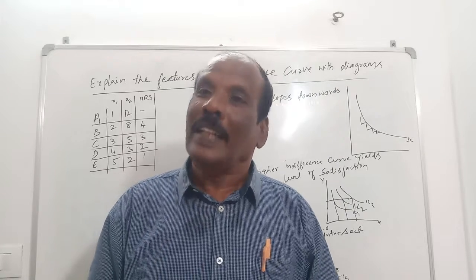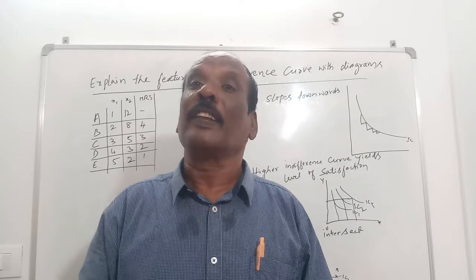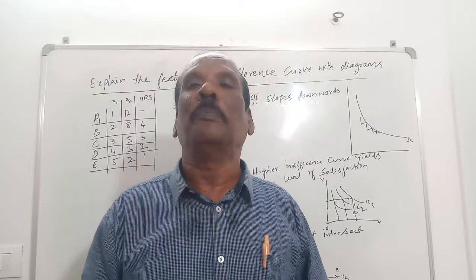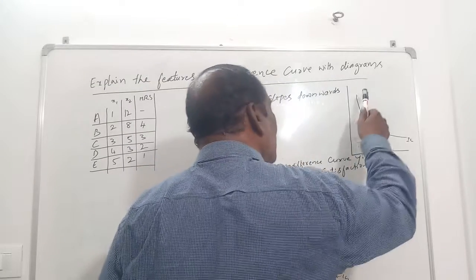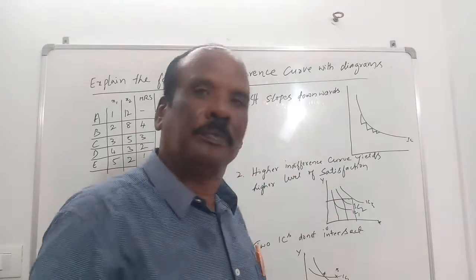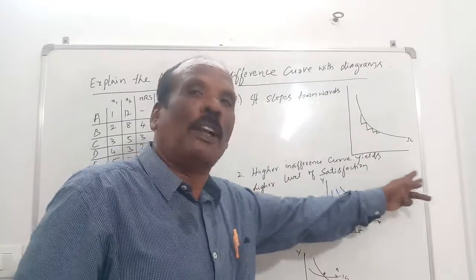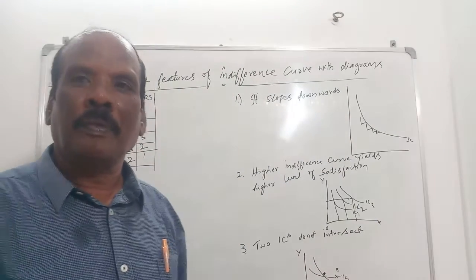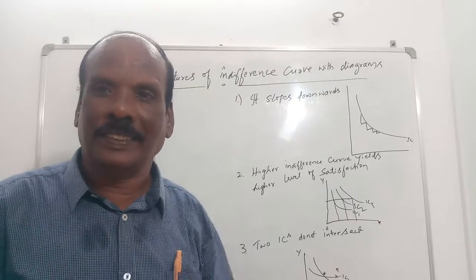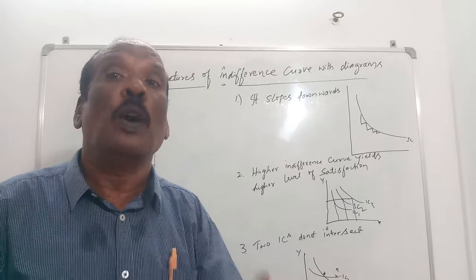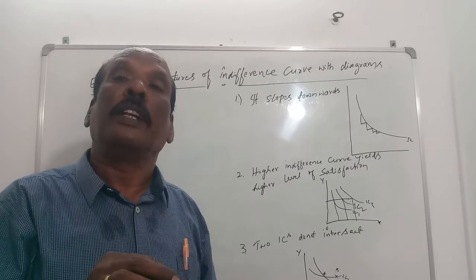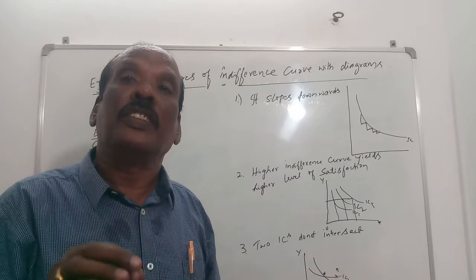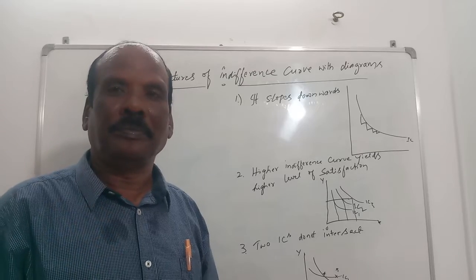Right? Now, let's go to the first very, very important feature. What is that? Indifference curve slopes downwards. It slopes downwards from left to right. Why does the indifference curve slope downward? Because of the application of law of diminishing marginal utility.